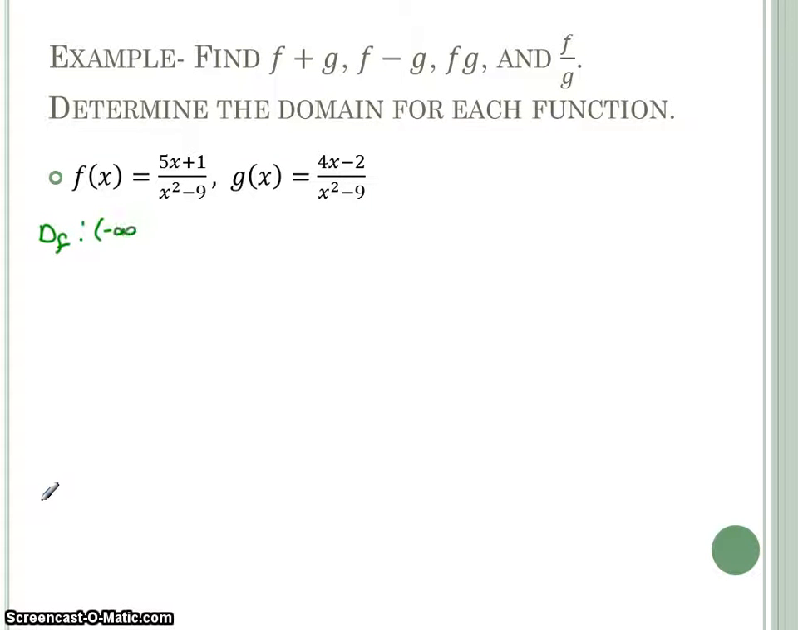Alright, so I'm going to say from -infinity to -3, from -3 to 3, and from 3 to infinity.